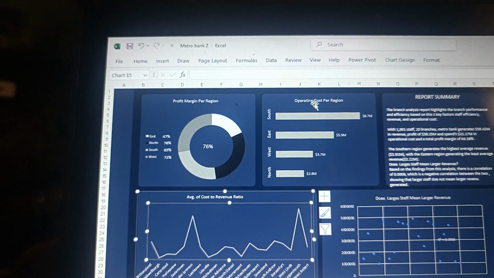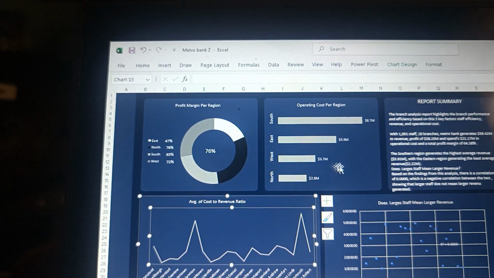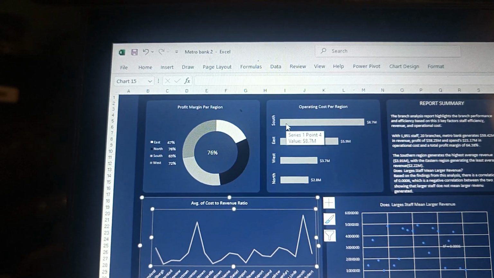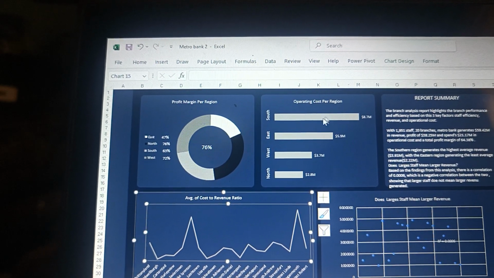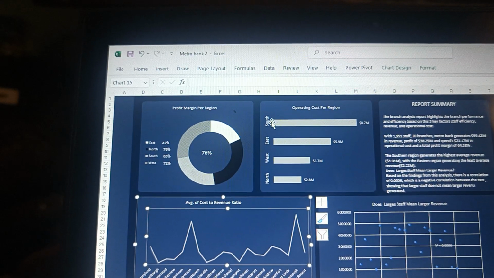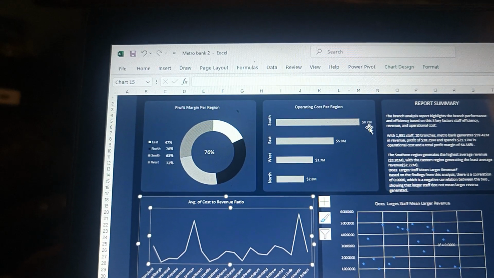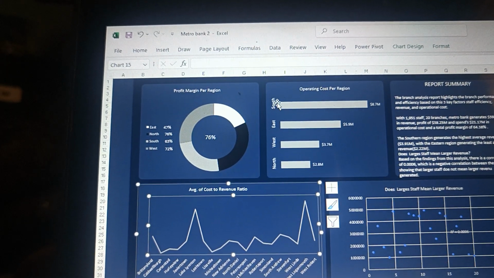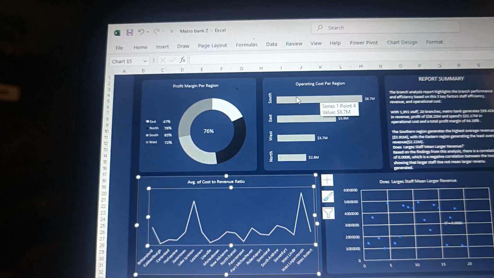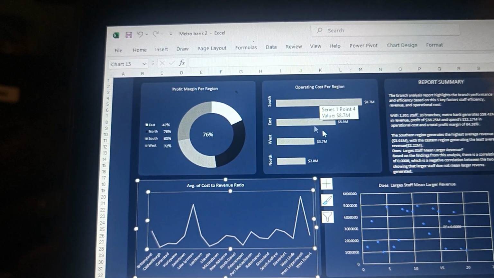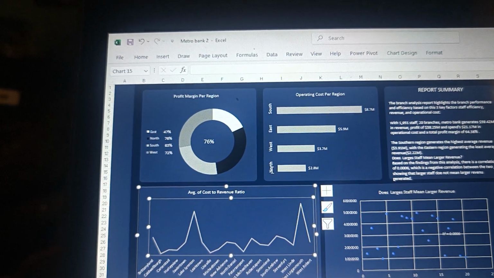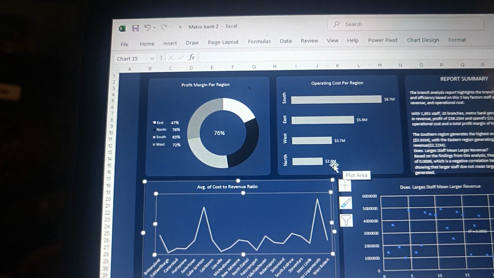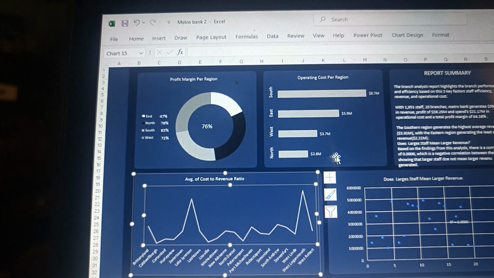Here is the operating cost per region. I just wanted to know the region that requires more finance for the operating cost. The southern region requires $8.7 million for operational cost, while the northern region spends less, about $2.8 million in operational cost.